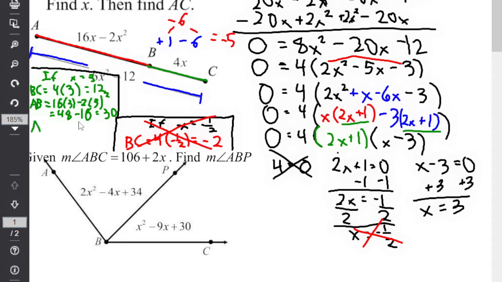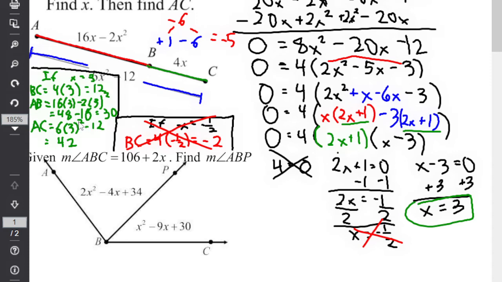And A to C, we have 6 times x, which is 3, squared minus 12. So that is 9 times 6, which is 54, minus 12 is 42. The measurements are positive, positive, positive, and that answer works.